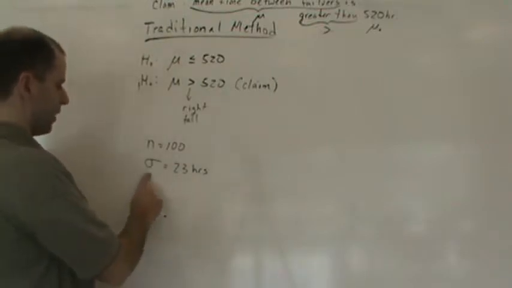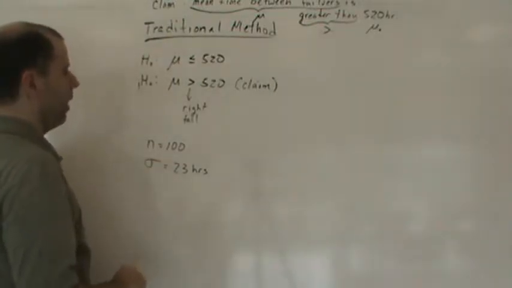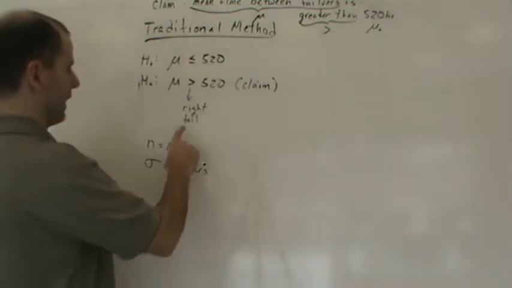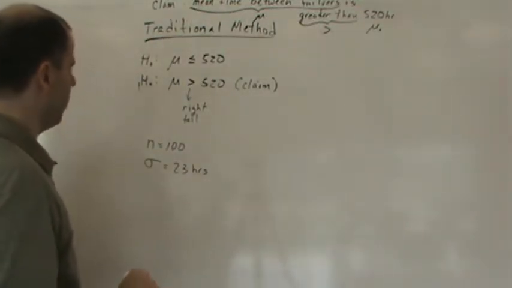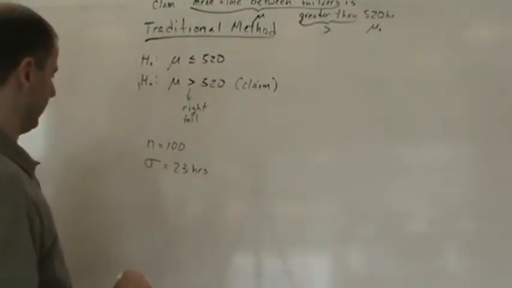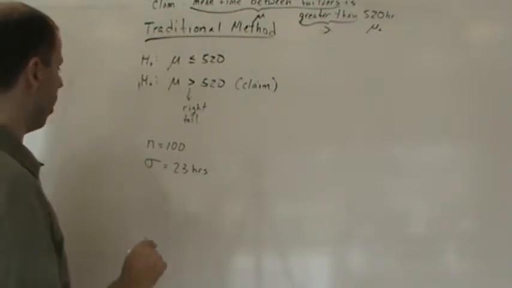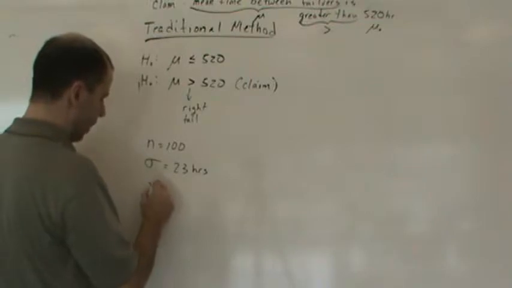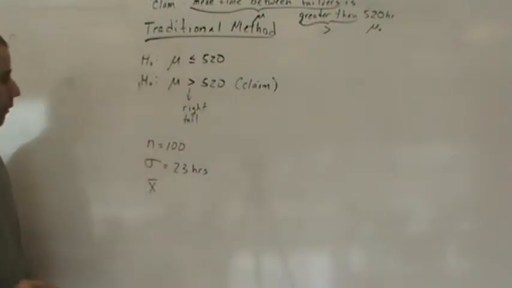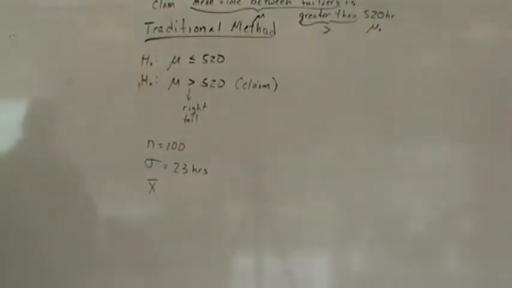So we have the standard deviation, we have n, and we want to test this as a right-tailed test. Okay? What other information do we need? No, that's it. And let's say, oh, x bar. Let's say x bar for the modified units. Let me find out what this is.